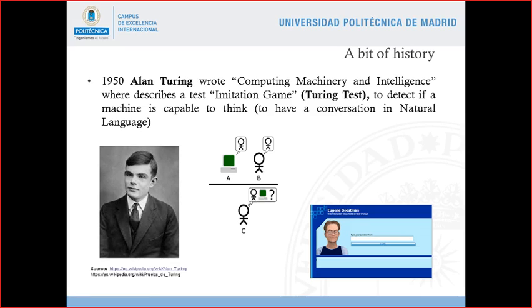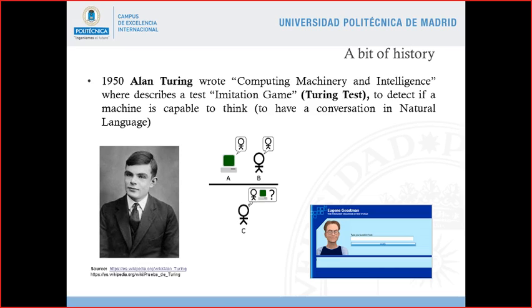I don't know if you go to the movies, but there is a good movie called The Imitation Game, related to the life of Alan Turing. I recommend you watch it. I think it is on Netflix, by the way. Alan Turing is considered the father of computer science. In this game, the Turing test, Alan Turing described this test in order to detect if a machine is capable of thinking like a human being.